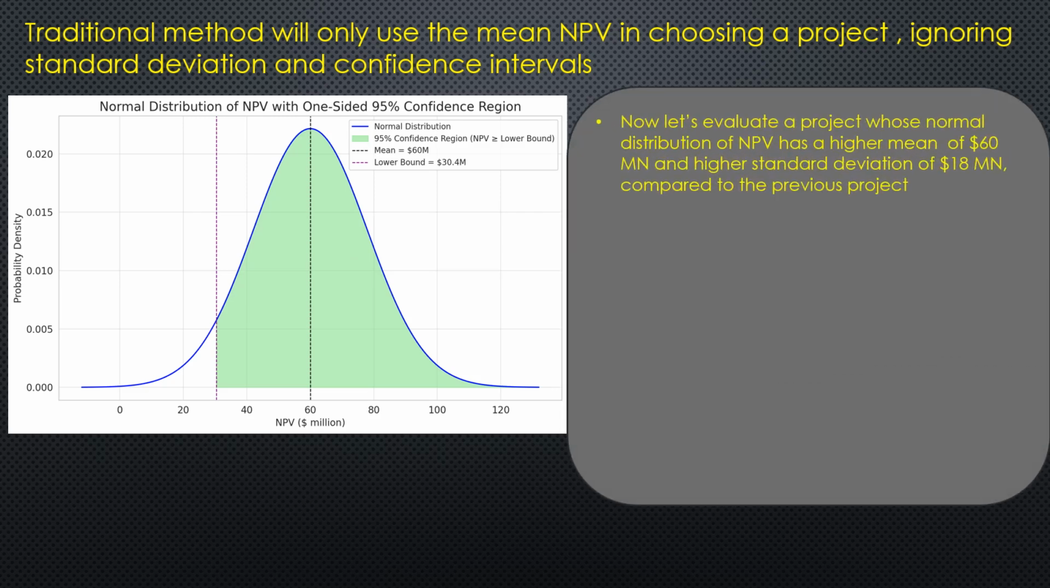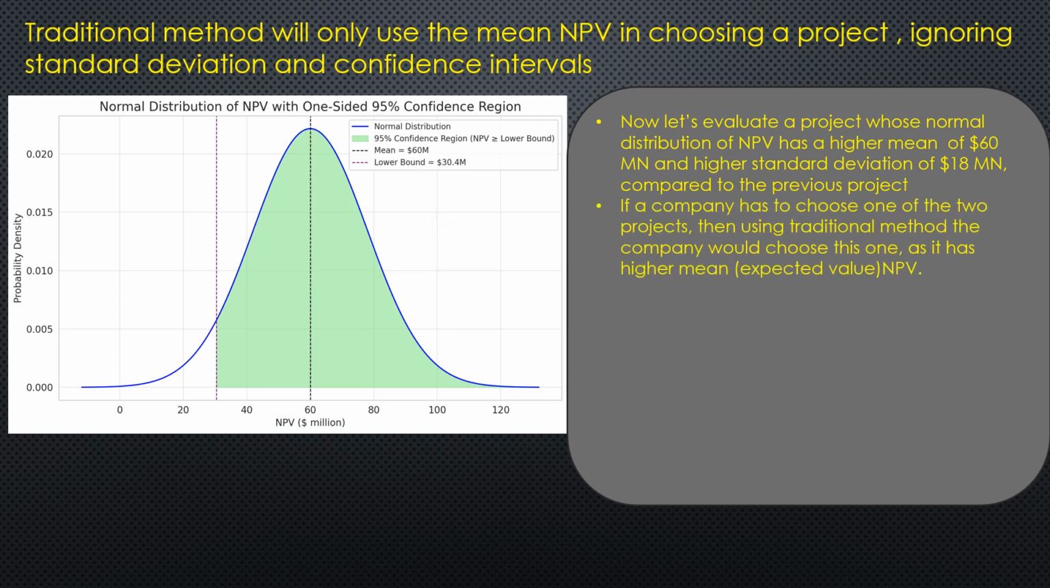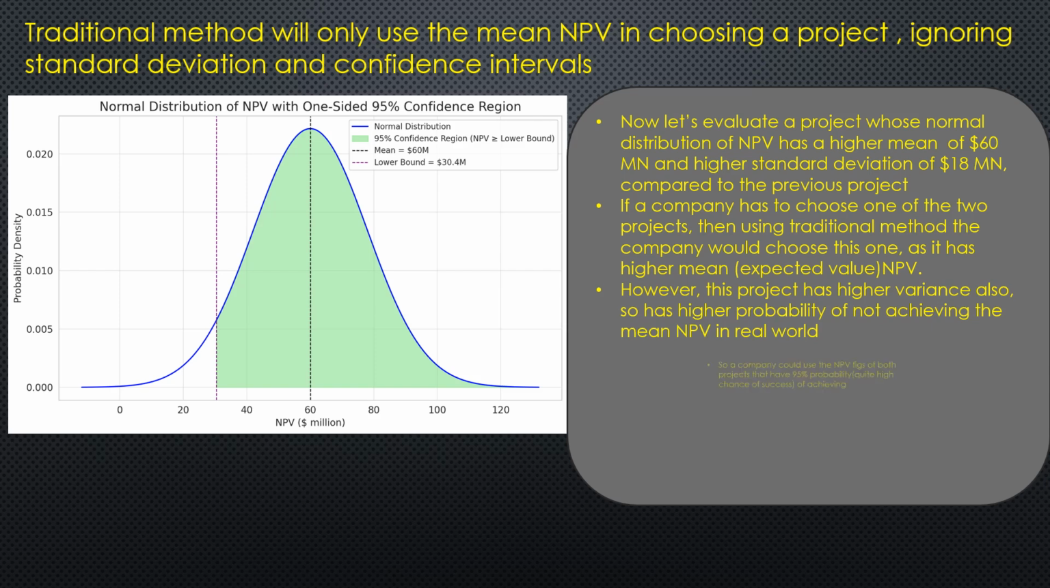Now let's evaluate a project whose mean NPV is the same, mean 60 million, but with a higher standard deviation of 18 million compared to the previous project. So that is represented by this graph. If a company has to choose one of the two projects, then using the traditional method, the company would choose this one, as it has higher mean expected value NPV. However, this project has higher variance also, so it has higher probability of not achieving the mean NPV in the real world.